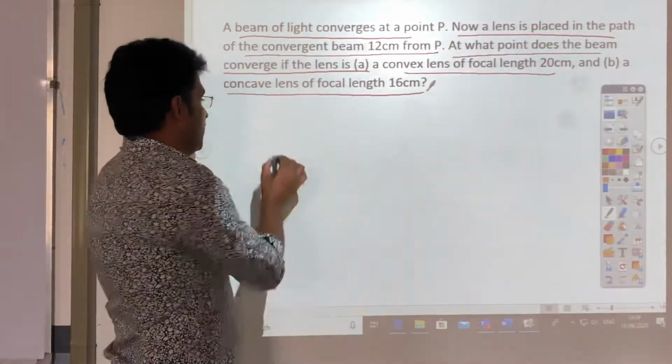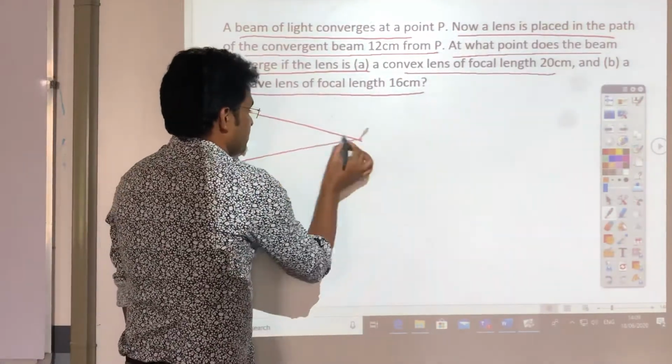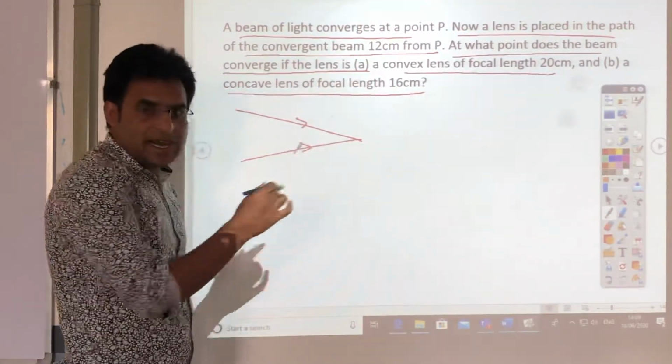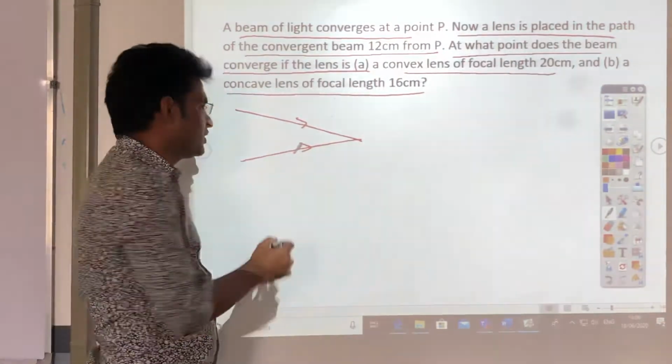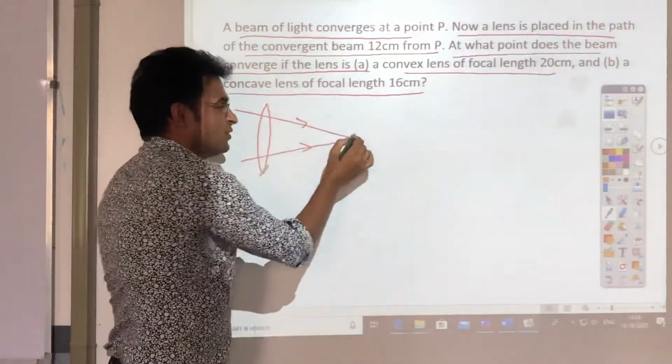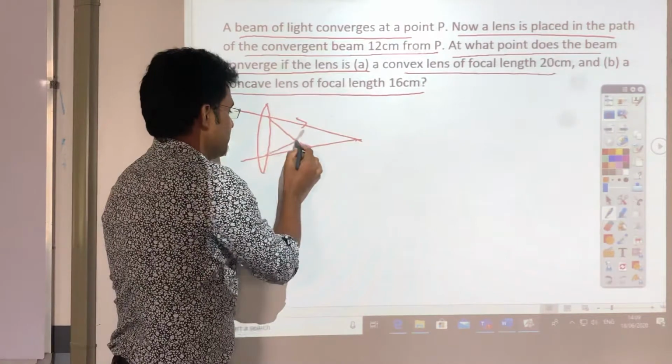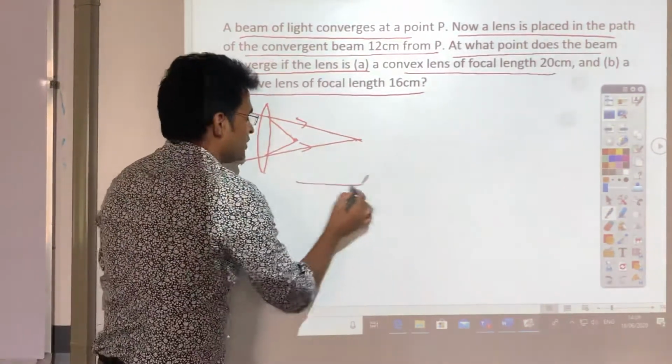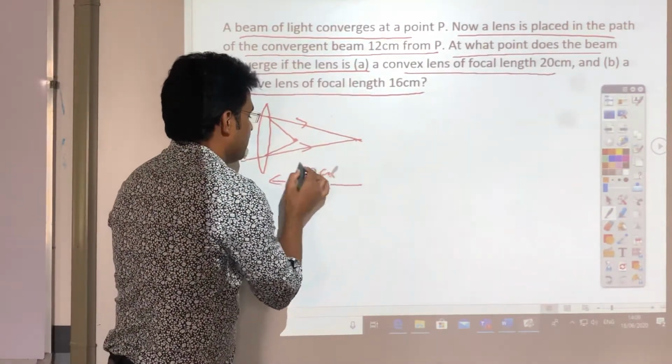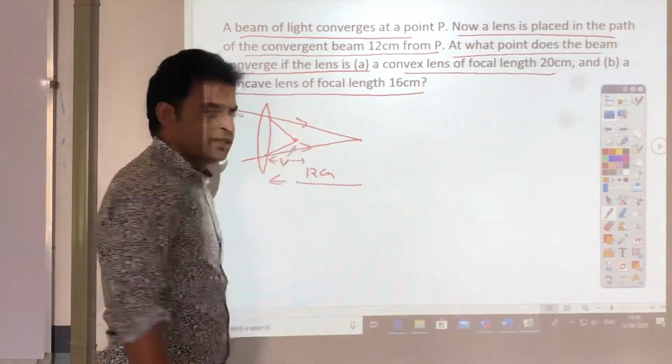So the light rays are coming like this. In the first part, they are telling us the light rays are converging like this. If they are converging like this and I put a lens over here, then rather than converging at this point, they will converge somewhere here. So this distance is 12 centimeters, and you have to find this distance V.